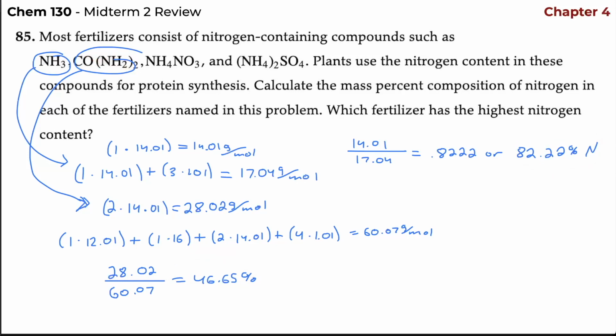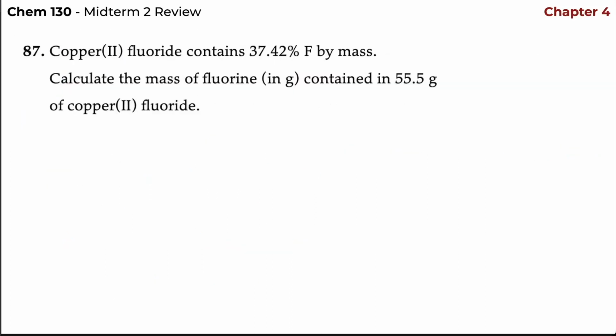Now, I'm not going to do the other ones because it's the same process over and over again. But I can just tell you the right answer is going to be this because it has the highest. The other ones are like 35 something, this is like 21% something, and this one was 60% something, and this one is like 80. So this one is going to have the highest mass percent composition of nitrogen. All right, so this one is a little more conceptual than it is practical.